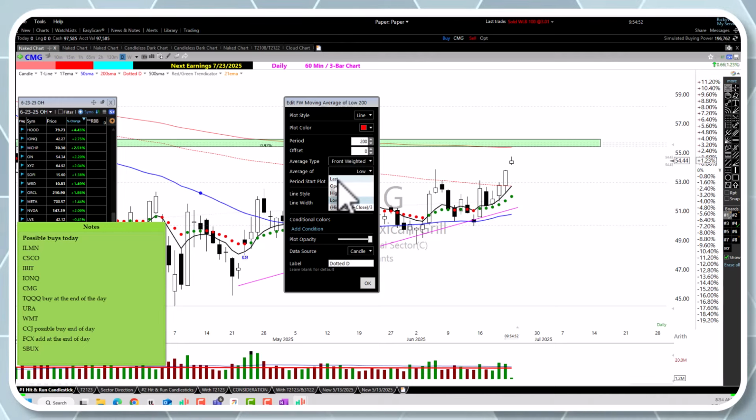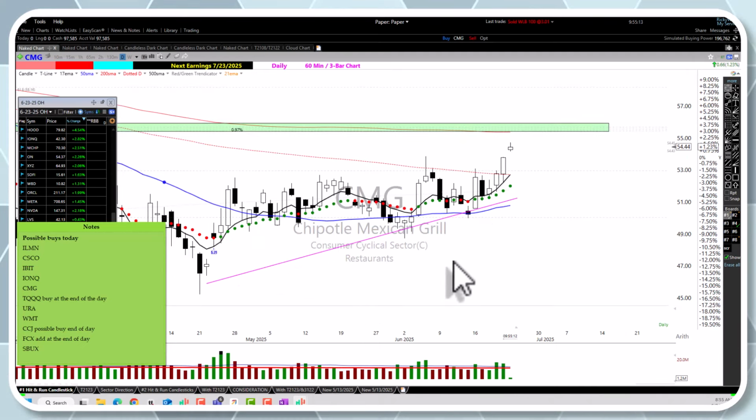Right out of the box, it'll come last price. I can't imagine any program coming up with something different. So last price is what it'll be, and then we've modified it to use the low. So it's the 200 period moving average, it's the front weighted, and it's the low. Let's put that to bed.